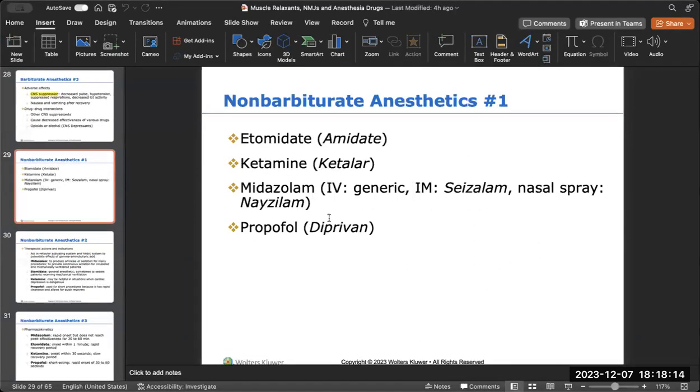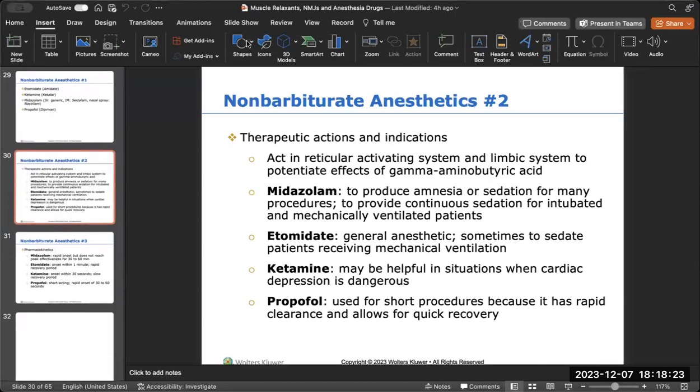Then we have non-barbiturate anesthetics like etomidate, ketamine, midazolam, and propofol. So non-barbiturates meaning, okay, they work in that GABA system, so they are working in the CNS, but not in the same way barbiturates are. So midazolam, it's used to produce amnesia or sedation for many procedures. It's very quick, and it could provide continuous sedation for an intubated or mechanically ventilated patient.